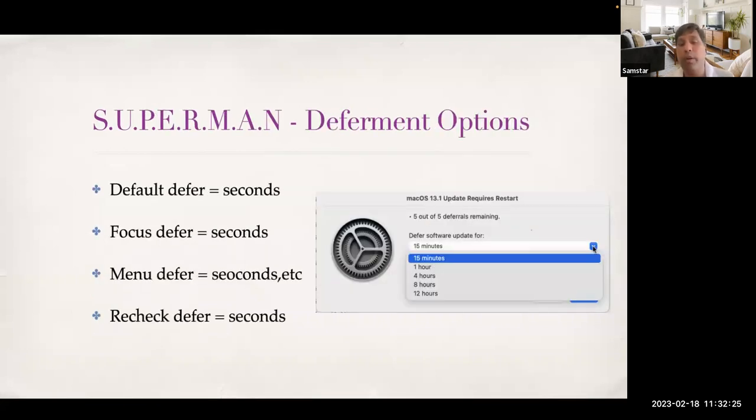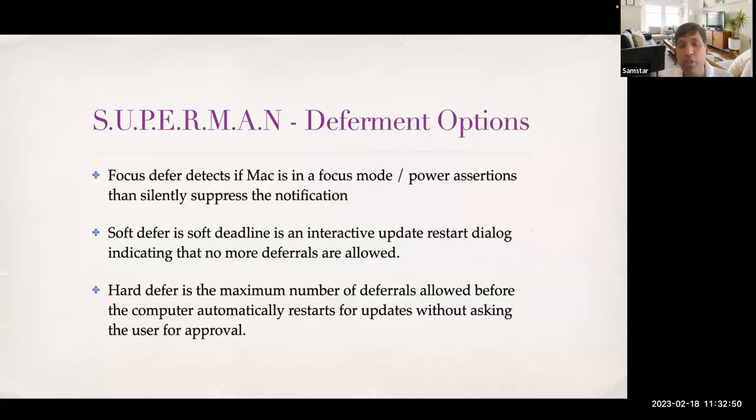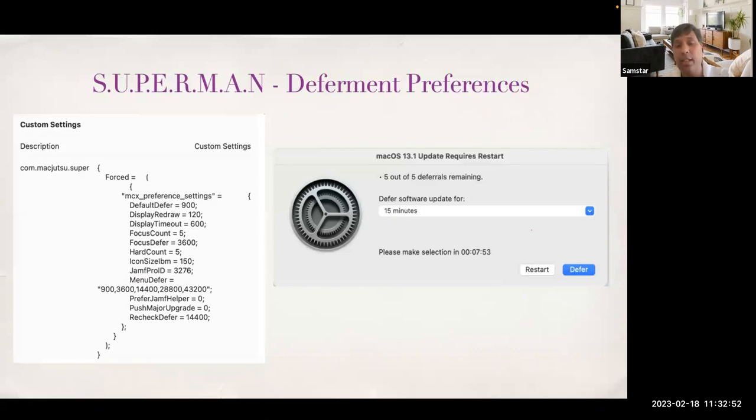Now let's talk about deferment options, and how it gives an end user the ability to defer. On the right hand side, you see the notification which will go to the end user. In the title, it will tell the end user which version requires a restart: macOS 13.1 update requires a restart. And what is the default defer? If you see this screen on the right hand side, there is a notification, and in this notification I have mentioned, please make a selection in 7 minutes and 53 seconds.